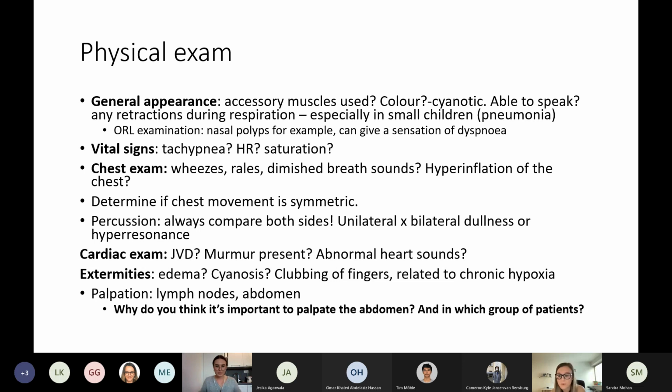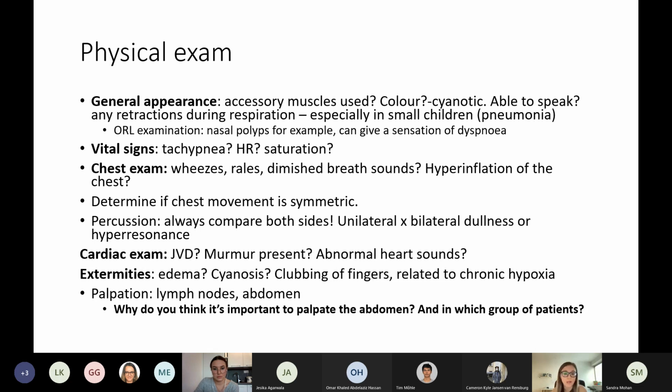Okay, so we've done the history. The next thing that we should focus on is the physical examination. First of all, we look at the patient as a whole, so we would look at their general appearance. Are the accessory muscles being used? The color of the patient, are they blue in color? Is the patient able to speak, or is the dyspnea so severe that they are unable to say anything to you or communicate with you? And any retractions during respiration, especially in small children with pneumonia, you should think about that as well.